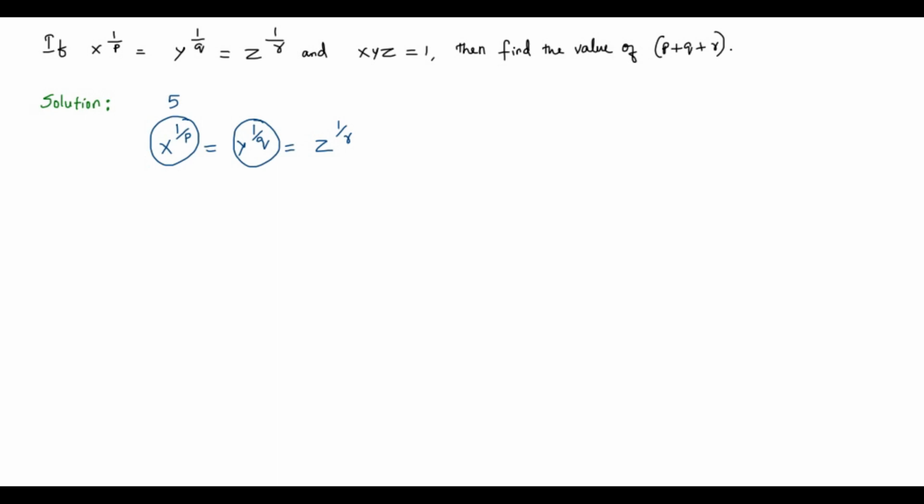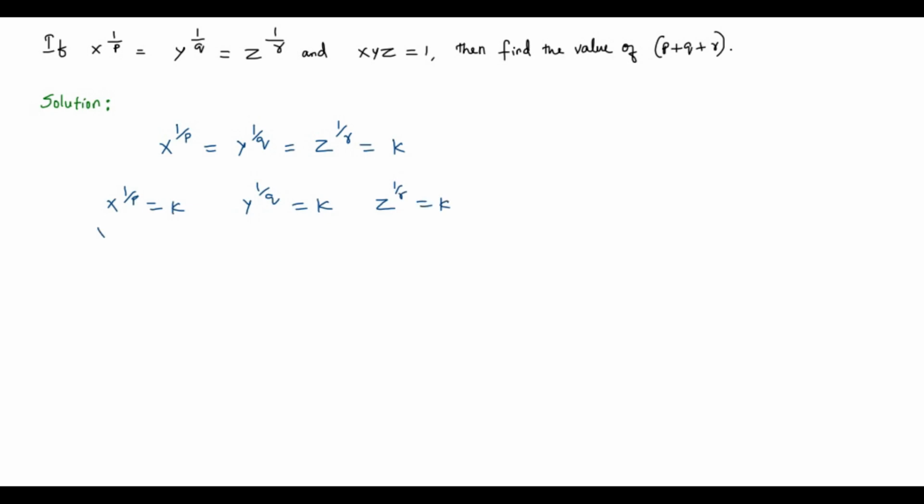But I do not know whether the value of x to the power of 1 by p will be 5. So because I do not know the value, I assume the value of each quantity as k. So all these three are equal to k. Then we get x to the power of 1 by p is equal to k, y to the power of 1 by q is equal to k, z to the power of 1 by r is equal to k.